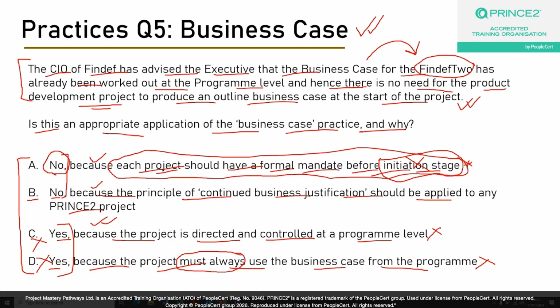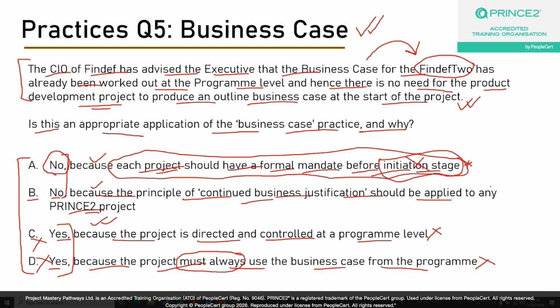These two stages are very, very different, guys. Again, please go back to your books, study the details, or go back to my webinar and watch that section again. So that is why option A is incorrect. And the correct answer to this question is option B, which is no, because the principle of continued business justification should be applied to any PRINCE2 project, which is correct. Because the continued business justification principle is a fundamental principle that defines the existence of an outline business case for each and every project, whatever the business case of the program is. So that is the key learning which you need to take out of this exercise.